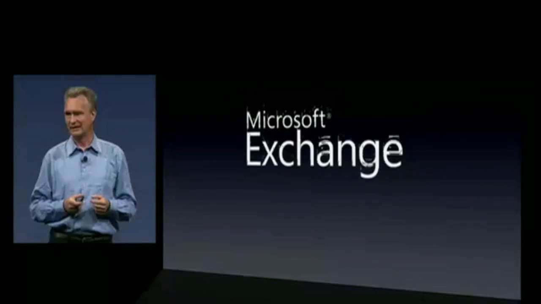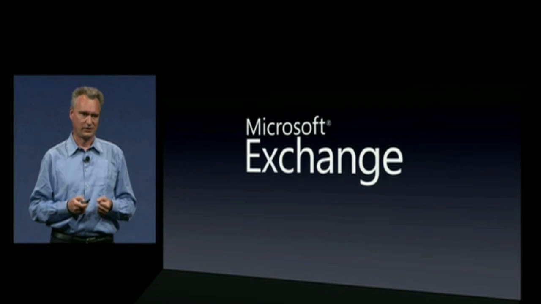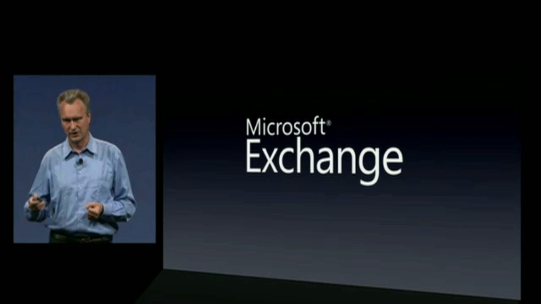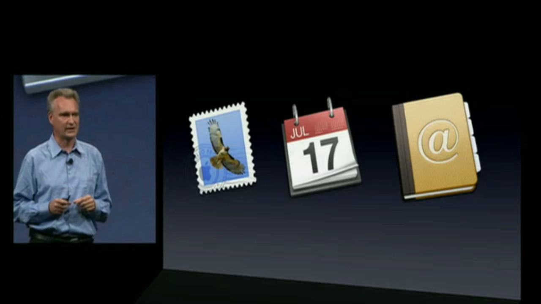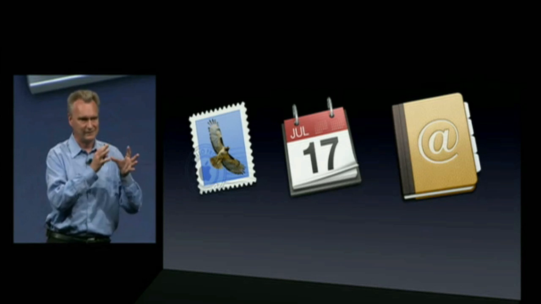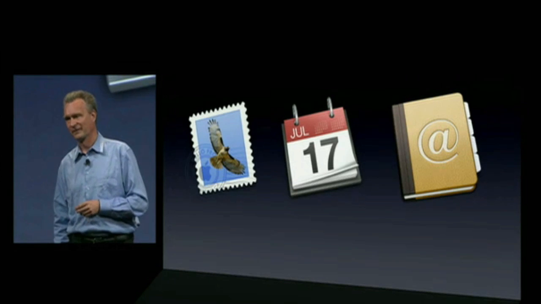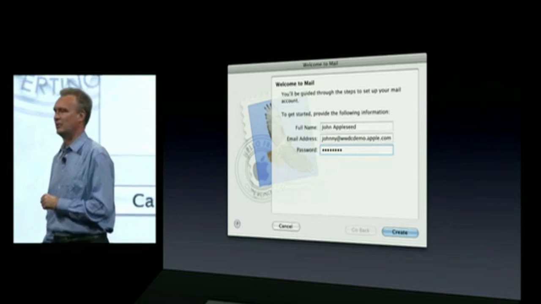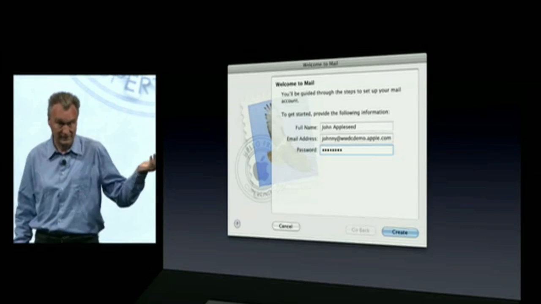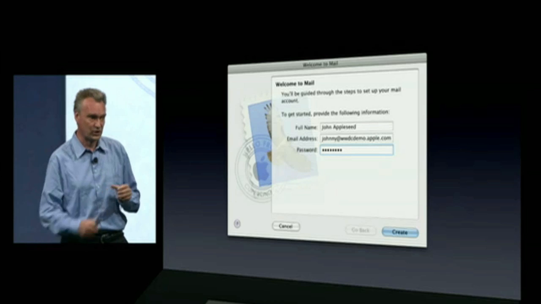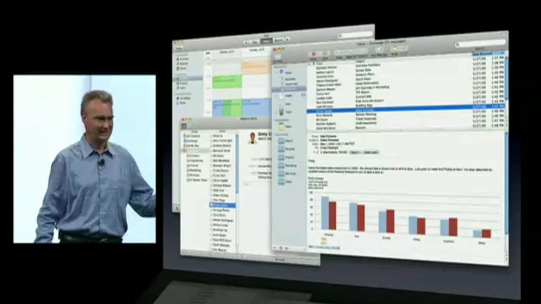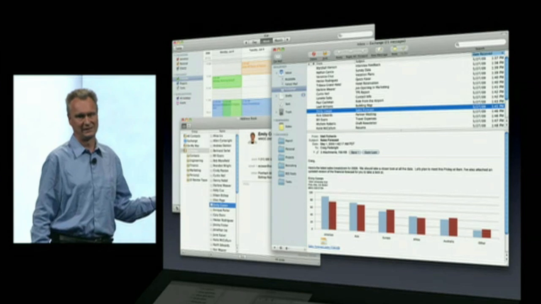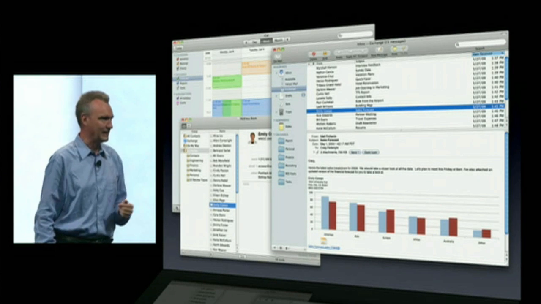What's missing is Exchange. So we've decided to build Exchange support into Snow Leopard into the main 3 communication applications: Mail, iCal, Address Book. It's really, really simple to set up, thanks to auto-discovery in the Exchange server. You just fill in your email address and your password, and that's it. You are set up in all 3 apps. So what I'd like now is to ask Craig to come back and demo us Exchange.